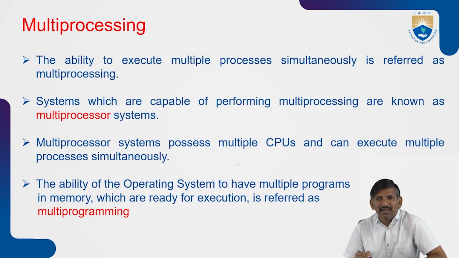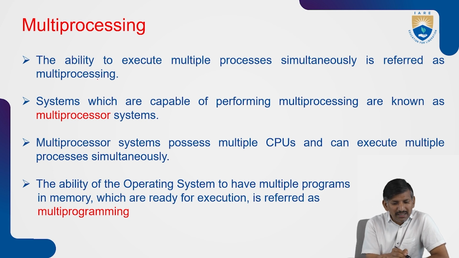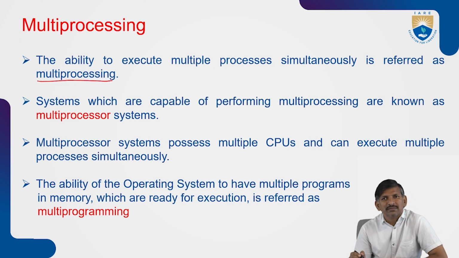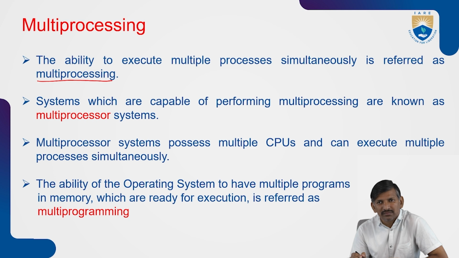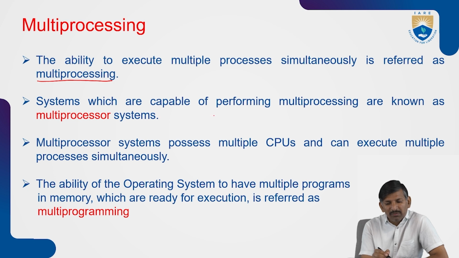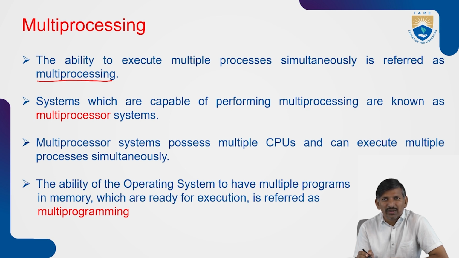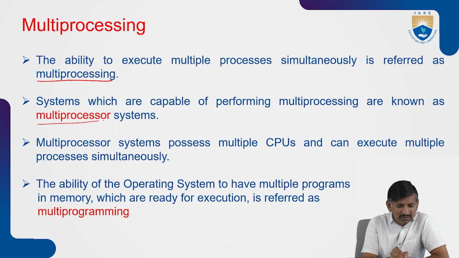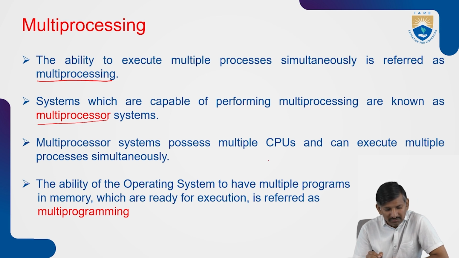That is called multiprocessing. Multi means more than one. Processing means doing the operations. So the ability to execute multiple processes simultaneously is called multiprocessing. Systems which are capable of performing multiprocessing known as multiprocessor. Core, dual core, quad core, octa core, hexa core, or core i3, core i5, like that. Multiprocessor systems. Okay.